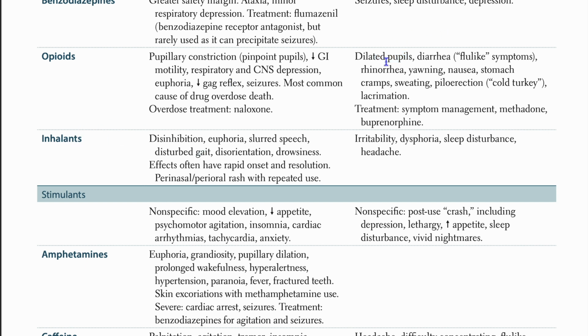But similar concept with that as well. Inhalants: disinhibition, euphoria, slurred speech, disturbed gait, disorientation, and drowsiness. Effects often have rapid onset and resolution. Perinasal, perioral rash with repeated use.